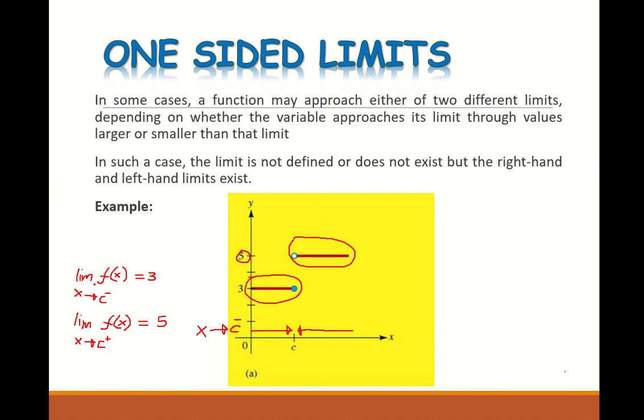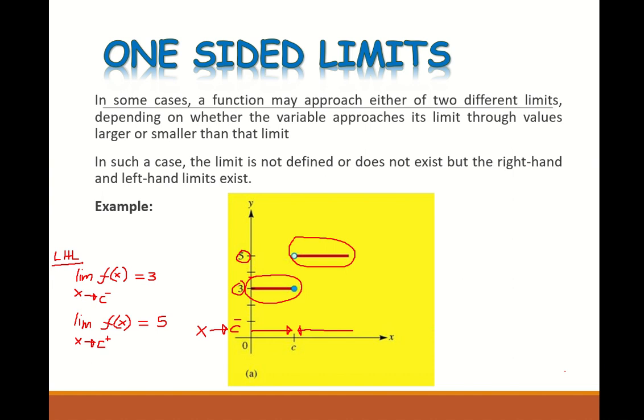So the limit of f of x as x approaches C coming from the left is equal to 3, considering this graph, and the limit of f of x as x approaches C coming from the right is equal to 5. So both exist but they are not equal. This is what we call the limit of a function from the left, or left hand limit, LHL.